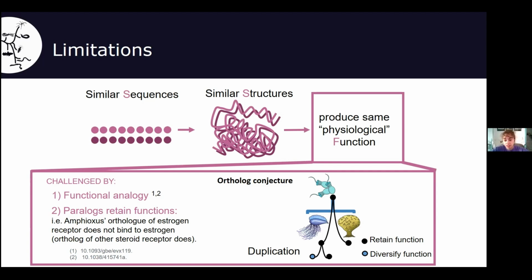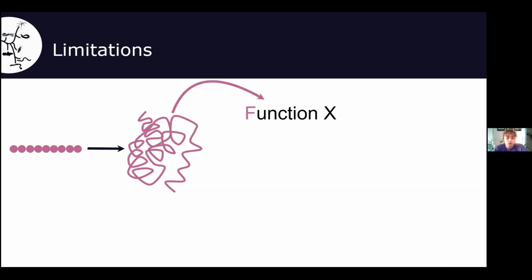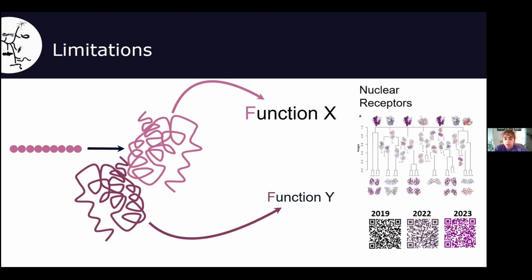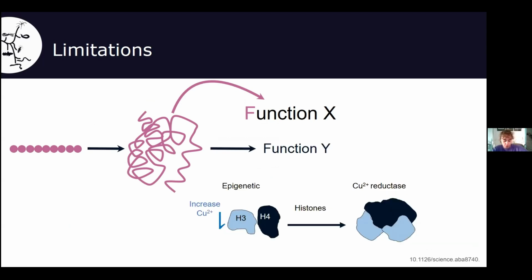We have different proteins that have the same function, or there are some paralogs that indeed retain functions while the ortholog does not. Another example is that the function of one protein can change depending on how it binds to other proteins or other subunits of monomers. And the same goes for the environment in which the protein is active. So if there is a change, for example, in the copper, the histones have a copper reductase function instead of being the classical epigenetic proteins that bind to the DNA.